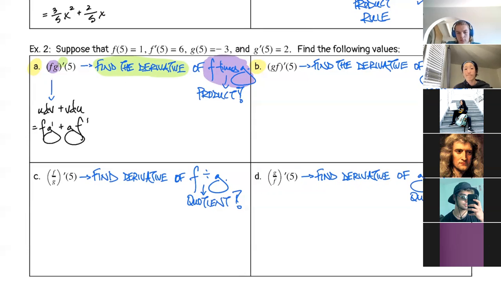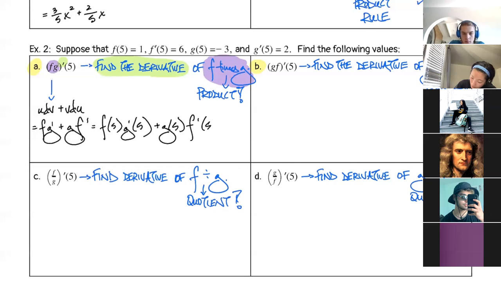You write out the rule, and then we think about what value of x we're looking at. So specifically here, we have f of 5 times g prime of 5 plus g of 5 times f prime of 5. Everybody see where I got that 5 from? Yeah, okay. So all I've done is write out the rule.